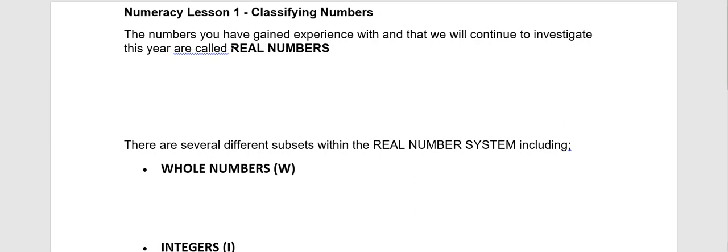Real numbers are nothing more than the numbers that you've grown used to working with. They're the numbers that you've learned to add, subtract, multiply, and divide with. Those numbers can be positive, they can be negative, they can be fractions, they can be decimals, okay? So they are all the numbers that you've grown used to. Now, why don't we just get a quick visual of what those numbers look like?